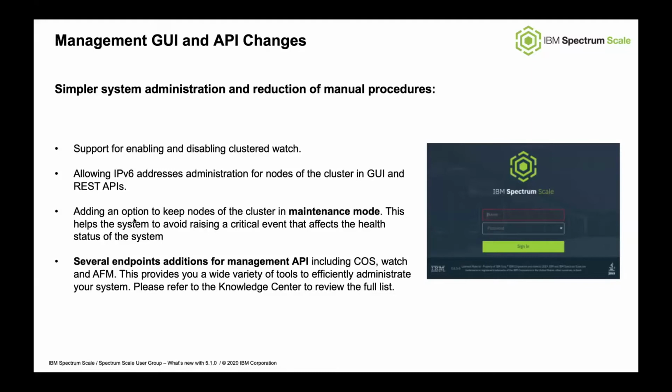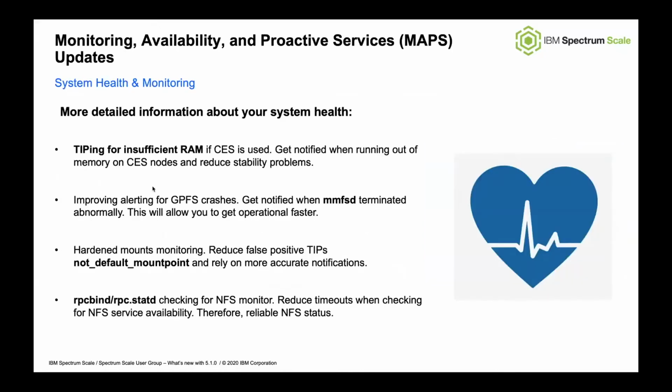Additionally to the GUI enhancements, several endpoints have been added to the management API, including endpoints for COS, watch, and AFM. So as you can see, the variety of tools to efficiently administrate your system is growing and will continue doing it. To see the full list of endpoints, I suggest you visit the Spectrum Scale Knowledge Center, where you will have a complete list and description of all the endpoints that we have for the management API. Let's move to the enhancements for monitoring, availability, and proactive services.